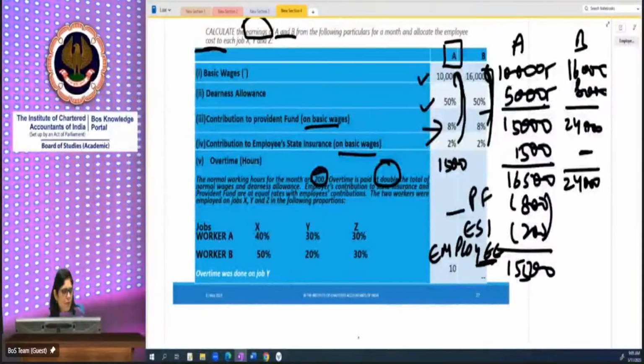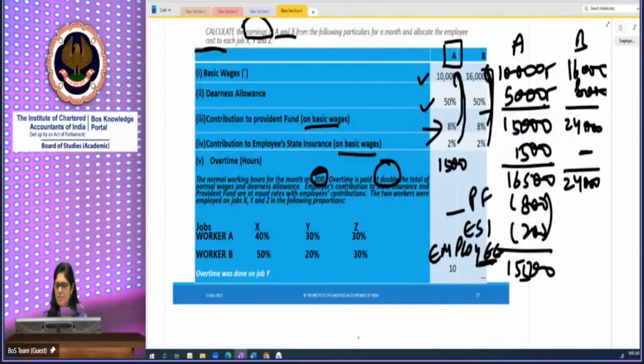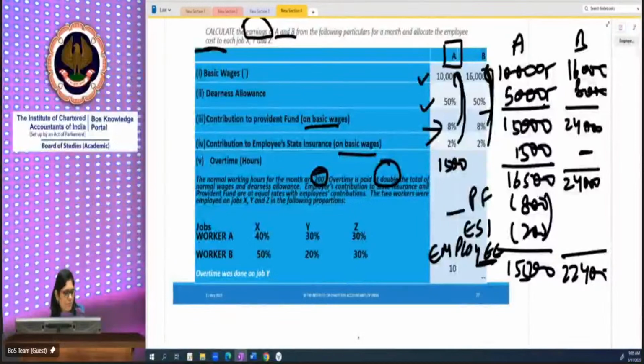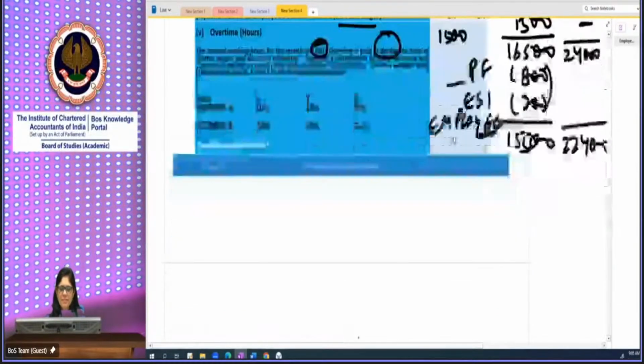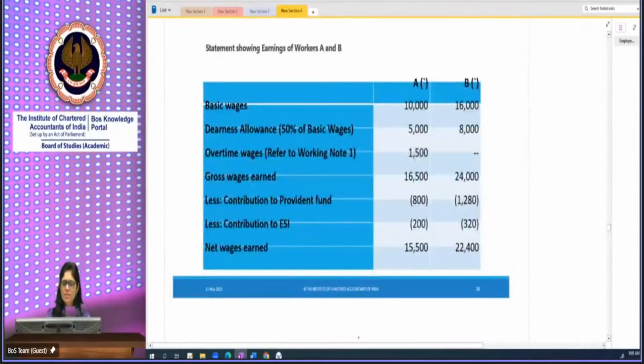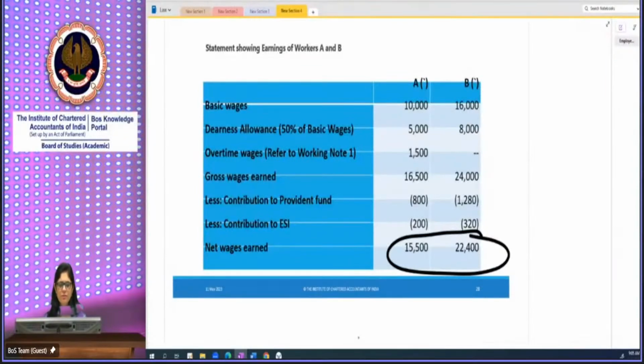All right. Okay, for B, I've got the answer 22,400. Okay, good. So many students have calculated. Let me move on to the solution proper. So this is the answer we have calculated. So basic wages, then allowance, then working note that we have actually calculated. So we have already calculated for you. So this is the net wages earned.